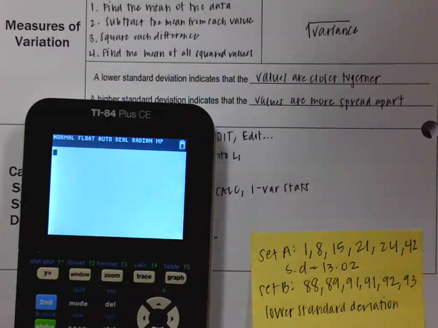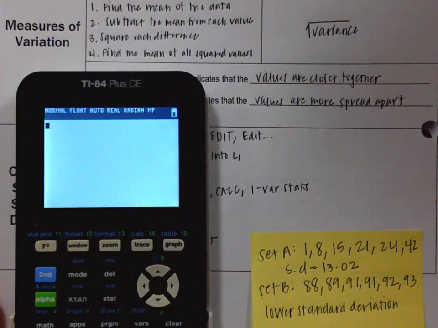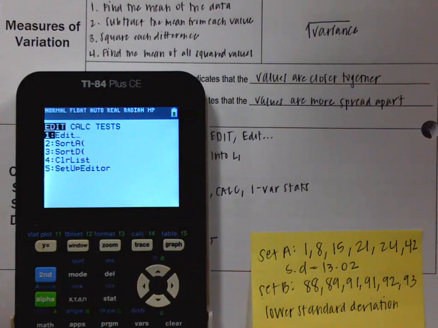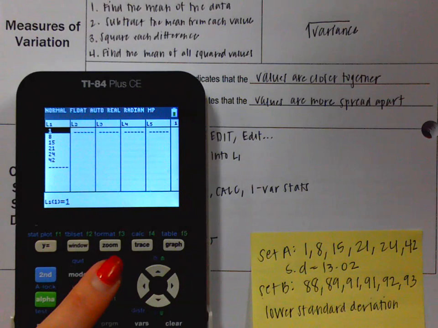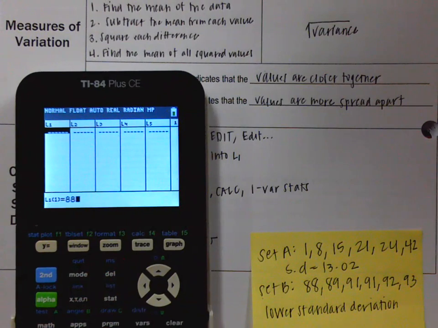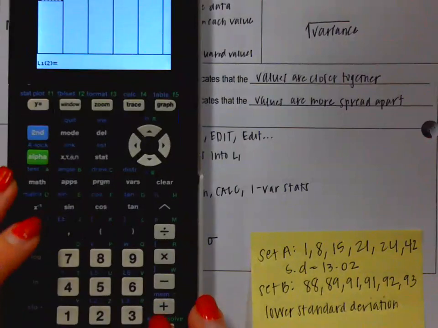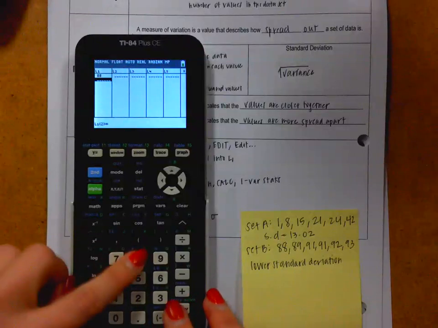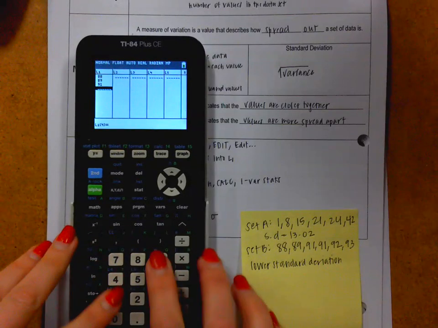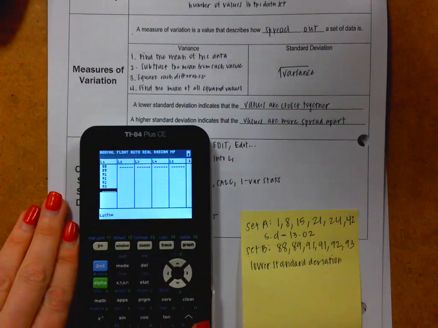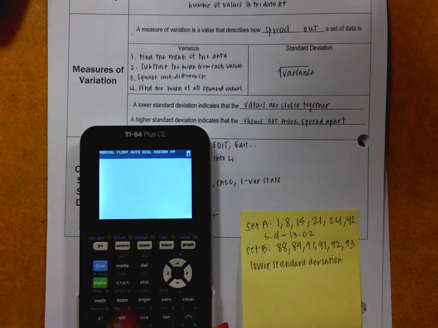Okay, so you should be coming back. I'm just going to go over it one more time since I'm not there to walk around and help you. Hopefully you're just coming back to check your work. So stat, edit. I'm going to press delete several times to delete all of my stuff. And then I'm going to type in 88, press enter. So if you want to see my whole calculator: 88, 89, 91, 91, 92, 93. Double check that I typed everything in right. I think I did.